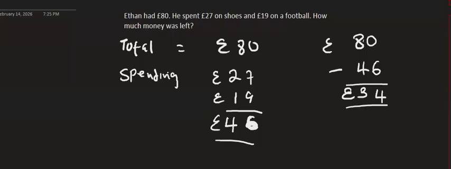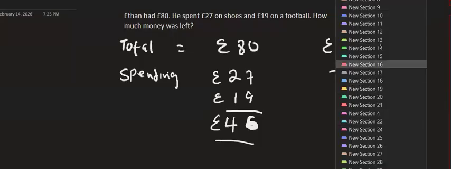Okay, so let's look at another one quickly. Lucas had 100 pounds. His mother gave him 25 pounds more. Then he spent 48 pounds on bicycle payments. And how much money did he have left?